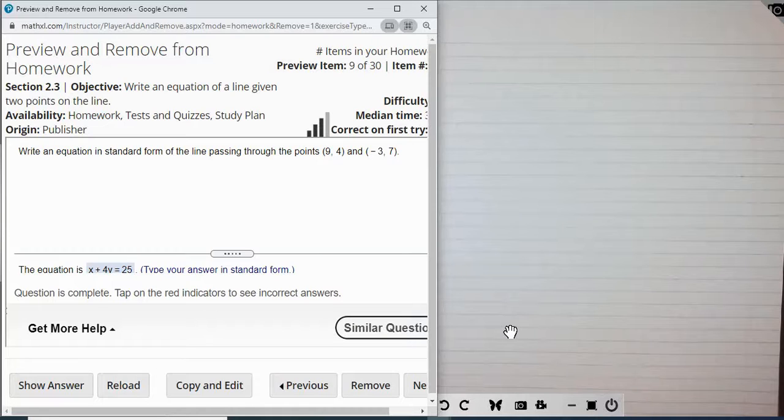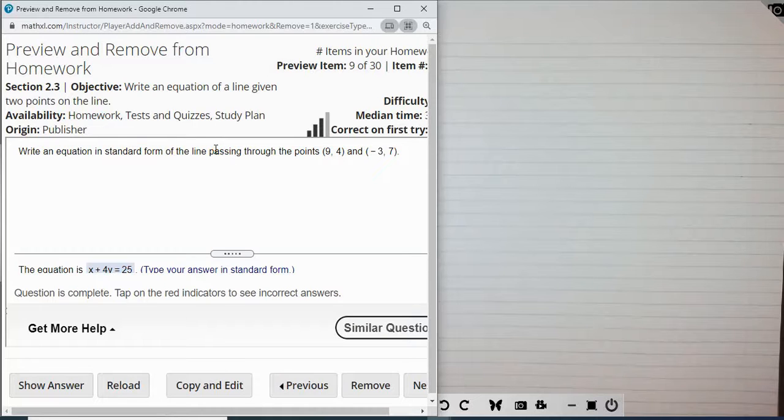All right, so this next problem, the objective is to write an equation of a line when we're given 2 points. Okay? When we're given 2 points. So if you look at this problem, we're given 2 points here, 9, 4, and -3, 7. One other thing we want to notice is that this time it wants the equation in standard form. So that is one of the requirements here, that once you get the equation, you write it in standard form. Okay. All right.